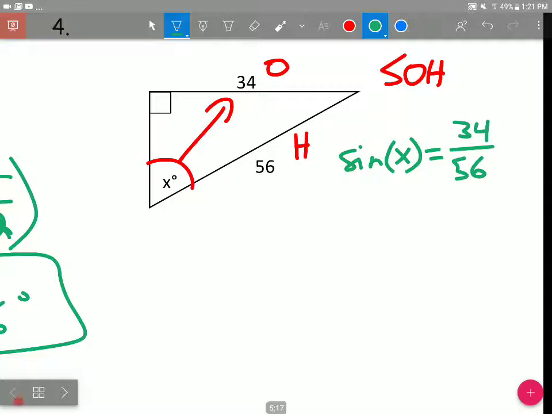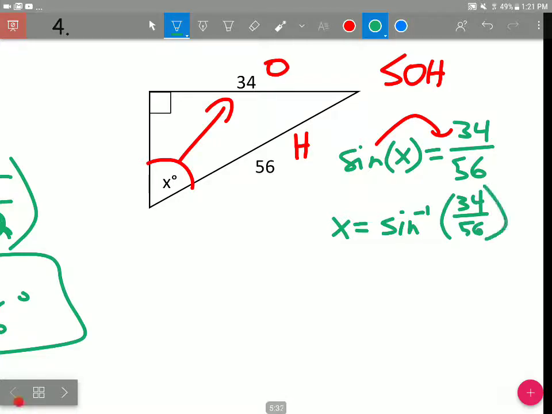Cool. And again, the only time you can break this apart is when you're looking for the angle. So that becomes x equals the inverse sine of 34 over 56. So x equals 37.383 degrees. And yes, that is an 8.